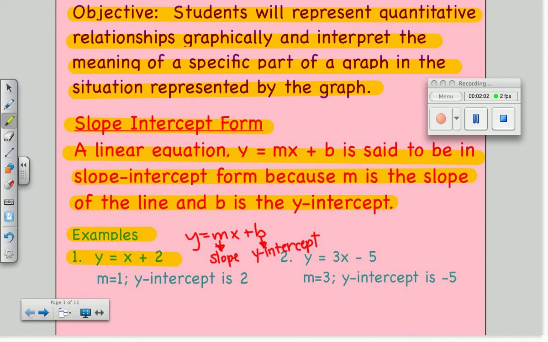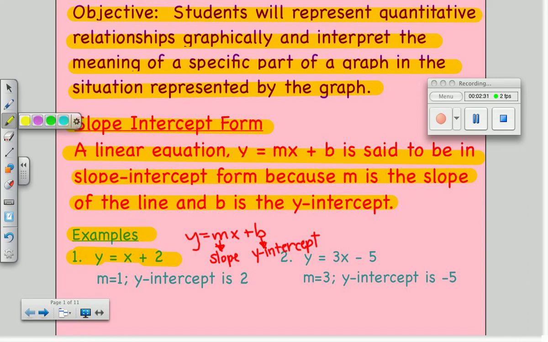So, in this one, remember that m is next to x. So where's m here? So what number is m here? What number is next to x here? We have 1. Because anytime we have a variable by itself, we know that the coefficient is 1.